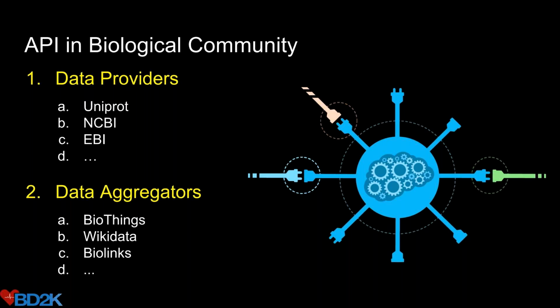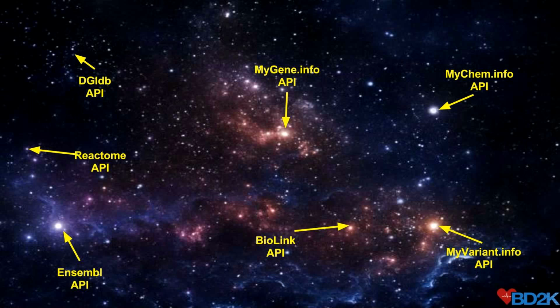There are also efforts from data aggregators who aggregate data from different databases. Such efforts include BioThings APIs, which aggregate information from gene annotation or variant annotation data. They all try to distribute their resources through APIs, which return JSON output formats. Here are some examples of the currently available APIs in the biological community, like MyGene.info or DGIDB, which stands for Drug Gene Interaction Database. But they only represent a very tiny fraction of the large number of APIs currently available.